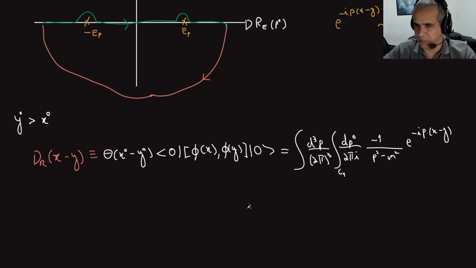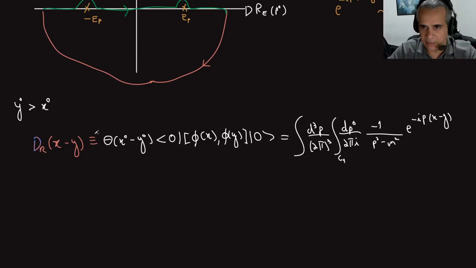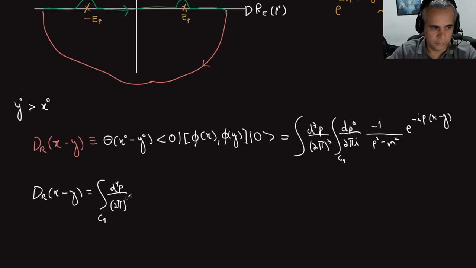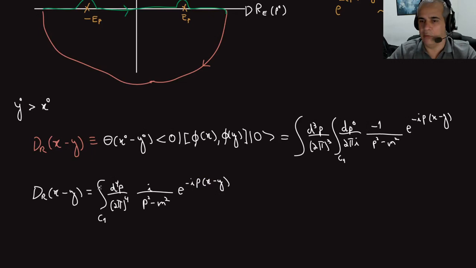Of course, I can simplify this expression a little bit. Again, C1 is implied, and I can write the retarded propagator as equal to d4p over 2 pi to the 4, i over p squared minus m squared, exponential of i p (x minus y). And the fact that it is zero when x0 is smaller than y0 is guaranteed by the path, which is always going above the poles. So this is the first kind of Klein-Gordon propagator.